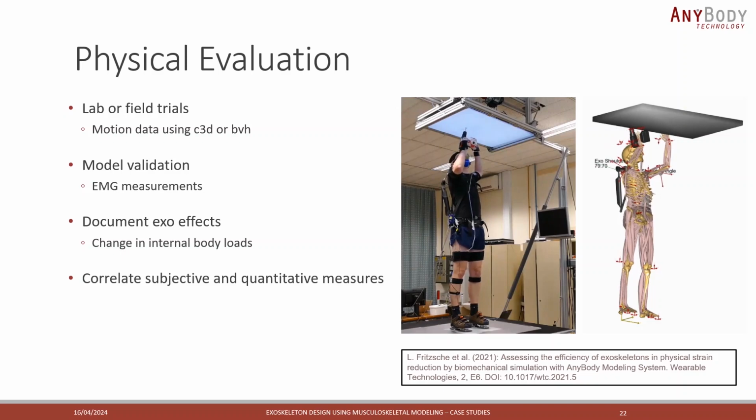And finally, moving on to the physical evaluation stage. The idea in this stage is that you want to evaluate a physical exoskeleton, which could be in the lab or in the field. You can collect some motion data using C3D systems or BVH-based systems, and you can validate your models using some quantitative measures of the load on the human body, such as the EMG measurements or other types of measures like oxygen consumption or heart rate. These can indicate the stress on the human body.